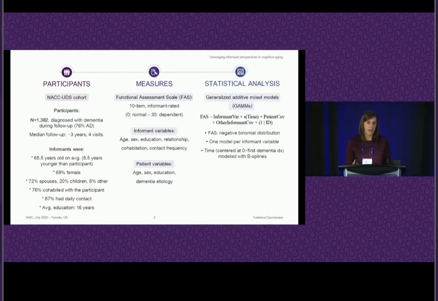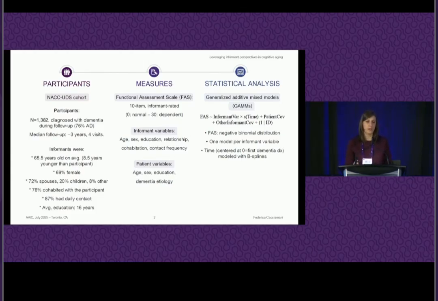And we used generalized additive mixed models. We tried to predict the FAS, so the informant-based score, using a negative binomial distribution because the FAS was skewed. And we predicted FAS using the informant variables separately. So we had one model, for example, for informant sex, one for informant education, etc. And we studied the interaction between the informant variable and the time.